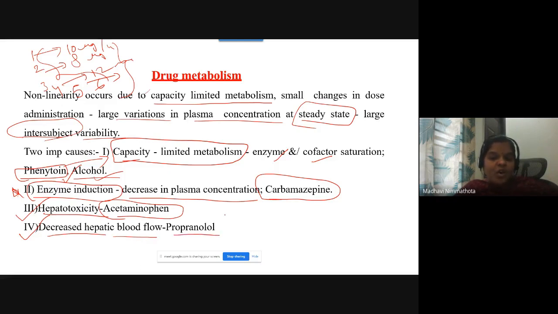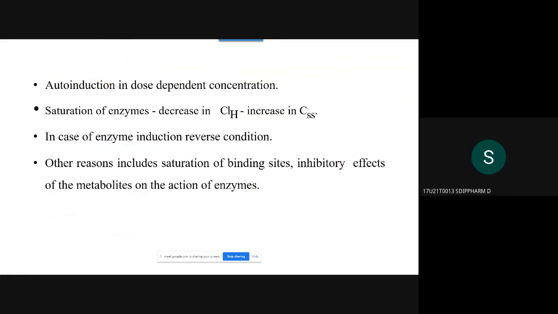So, there is an alteration of its drug metabolism. In these cases, the drug will deviate from its linearity. So we want this, but it is not going like this. It is deviating. It is showing some non-linearity, because of these parameters.